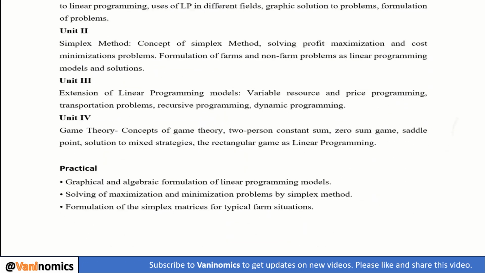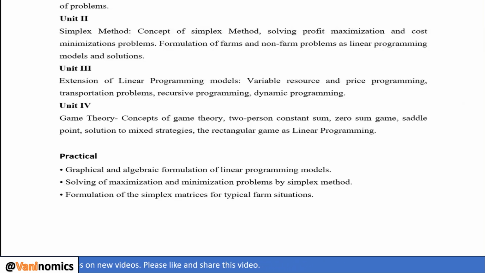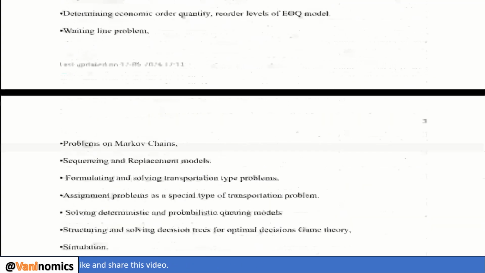There are practicals apart from theory. These are graphical and algebraic formulation of linear programming models, solution to these problems by simplex method. Remember, we'll also learn the two-phase method and big M method as an extension of simplex method. Formulation of the simplex matrices for typical farm situations, and we'll also learn how to solve these problems using Microsoft Solver in MS Excel. Then we have some suggested readings here.